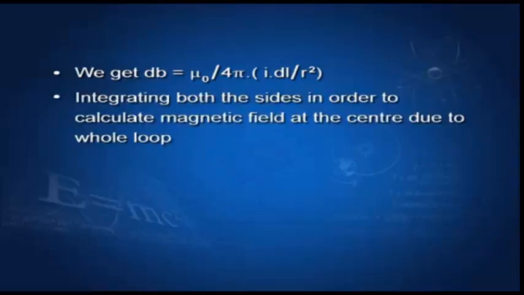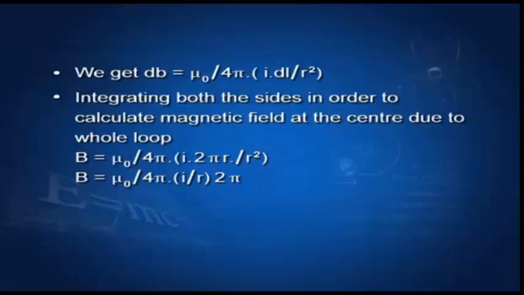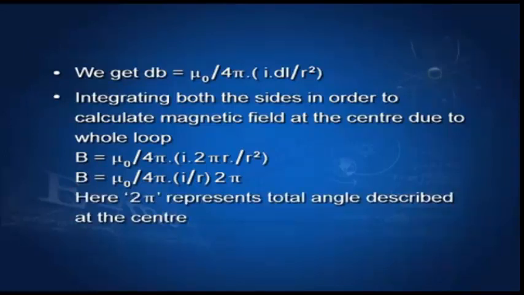Integrating both sides in order to calculate the magnetic field at the center of the circular loop due to the whole conductor, we get B equals mu naught upon 4 pi I 2 pi r divided by r squared. Here 2 pi r is the summation of the whole circumference of the conductor. That means we can say B equals mu naught upon 4 pi I upon r into 2 pi. Here 2 pi represents the total angle described at the center.